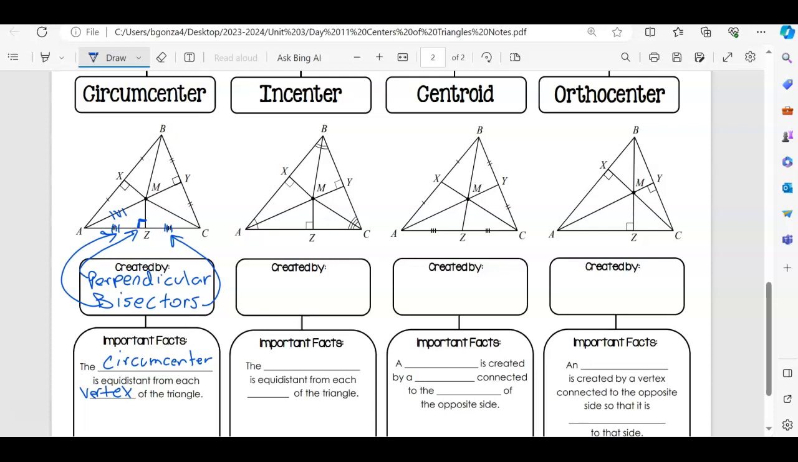BM, put 4 tick marks. CM, put 4 tick marks. From that circumcenter to each vertex is equidistant. At the bottom, write this down: AM equals BM equals CM.